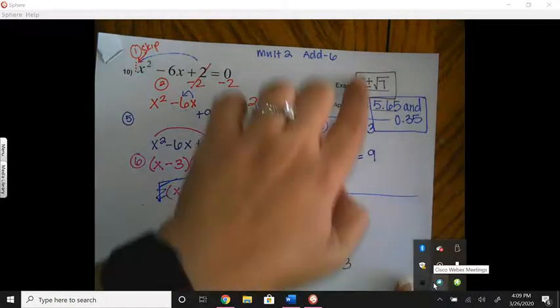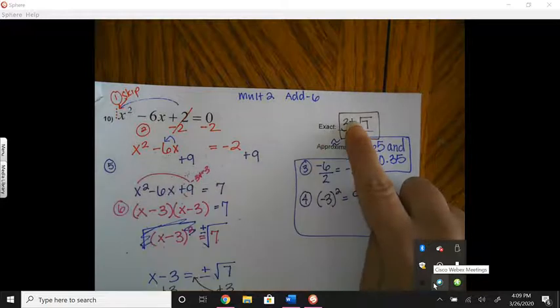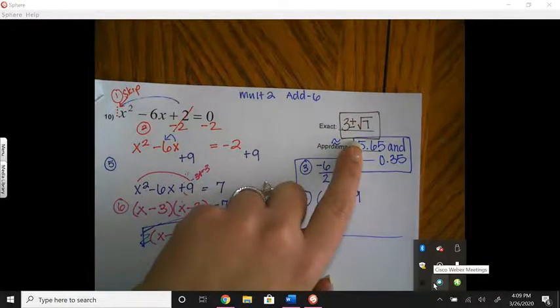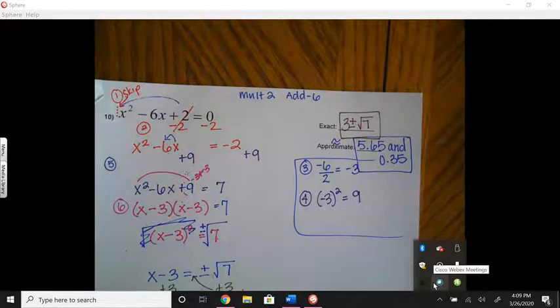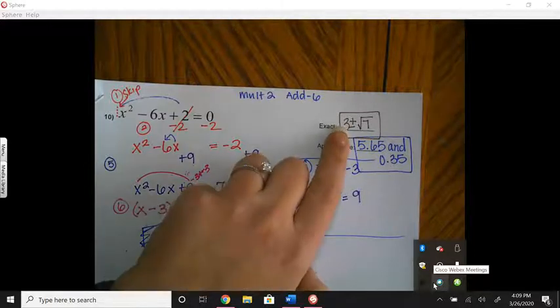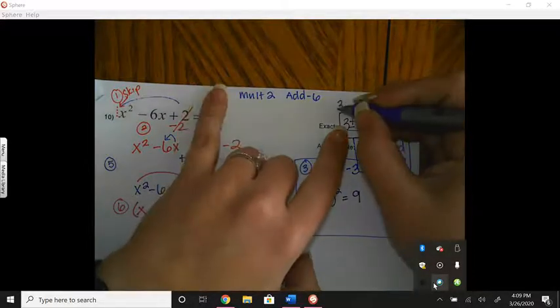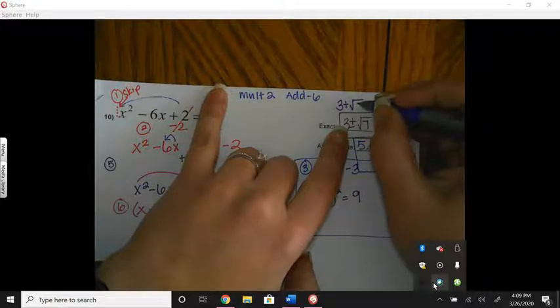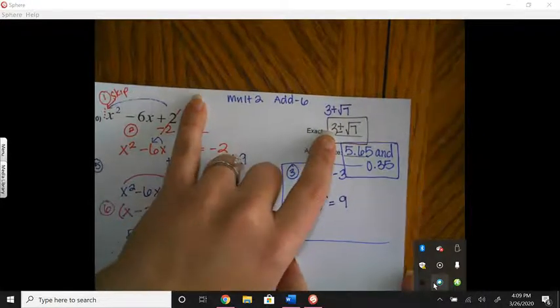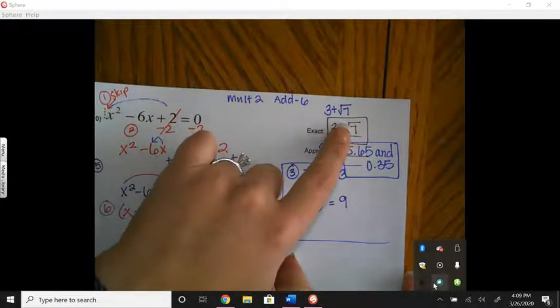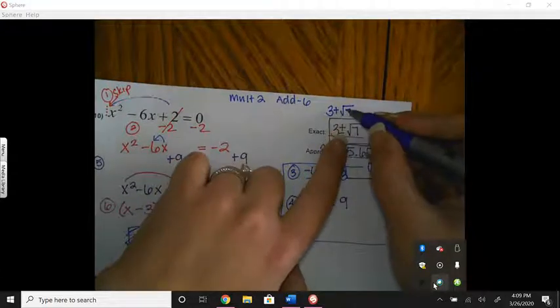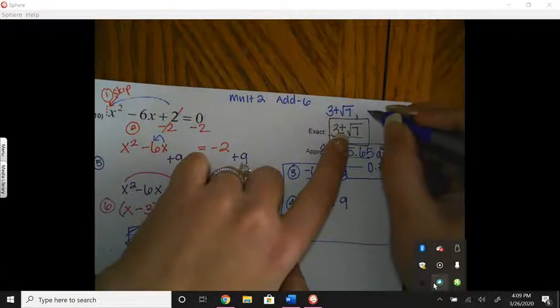Now, I wrote this as 3 plus or minus radical 7. On Alex or on whatever homework system you're using, it might want you to type it in twice because they are making sure you understand that these are 2 different answers. So they might have you type in 3 plus radical 7, comma, and then 3 minus radical 7.